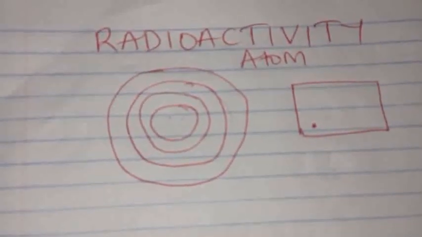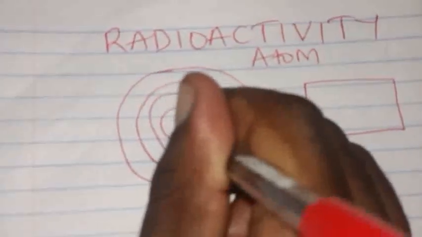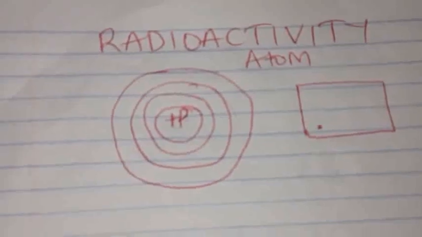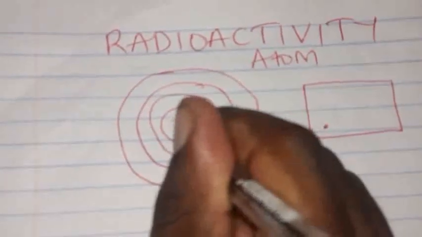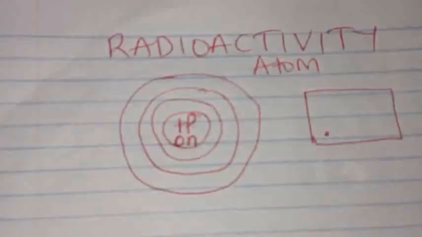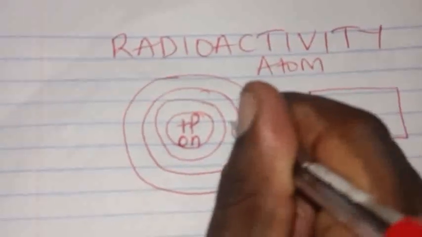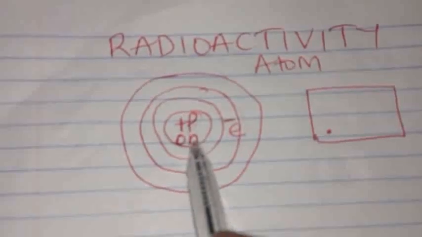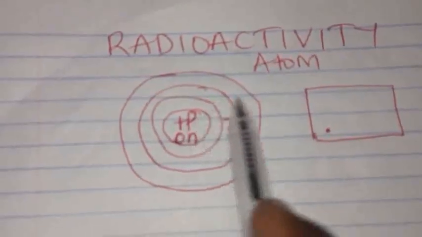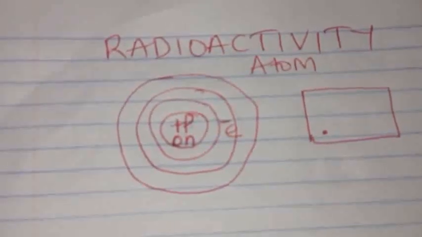An atom has mainly three particles, for your information. The first particle is called a proton, and protons are positively charged. The second particle is called a neutron, and a neutron is neutral. It has no charge. And the last particle is an electron, and electrons are negatively charged. So protons and neutrons are found in the nucleus. Then electrons are found in the energy levels.